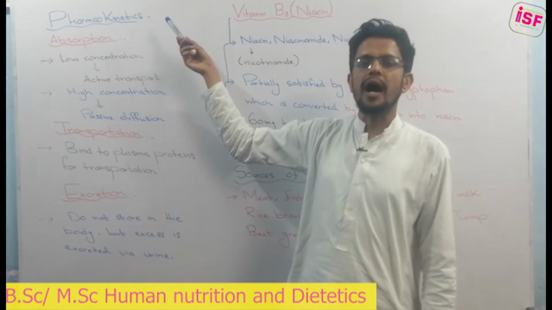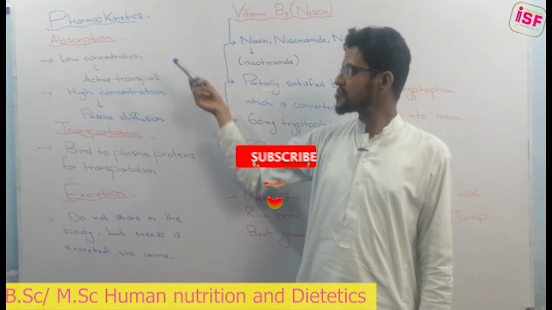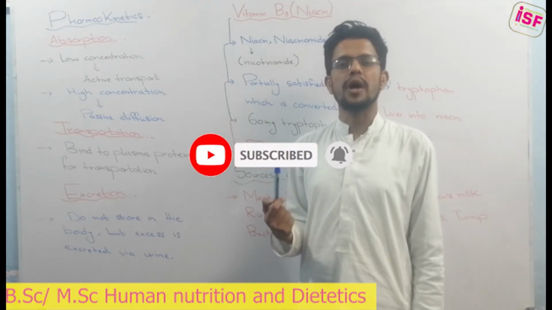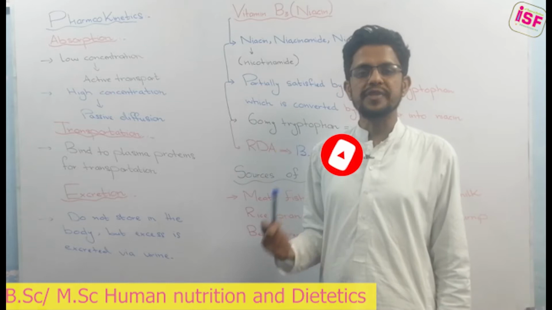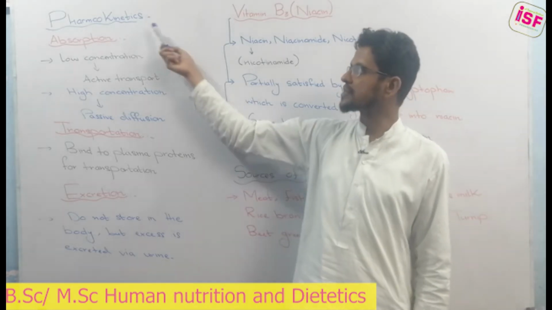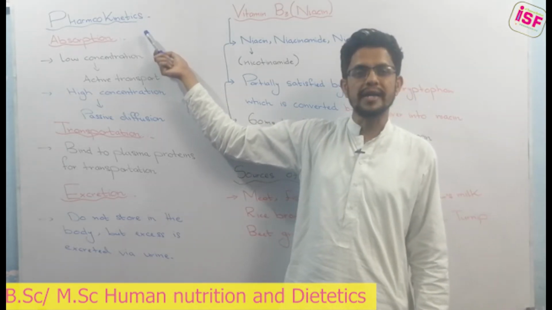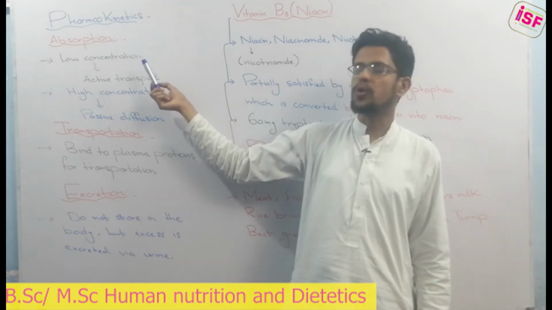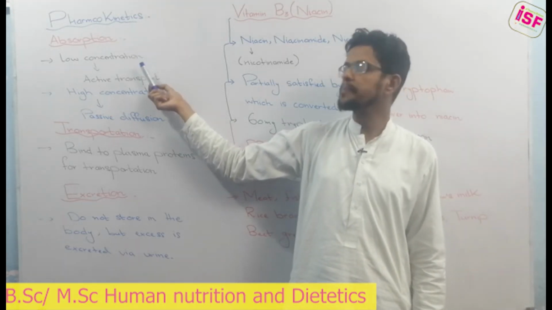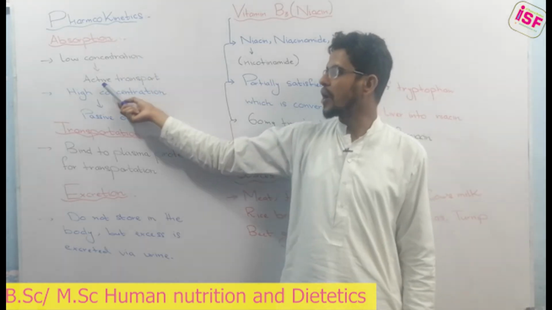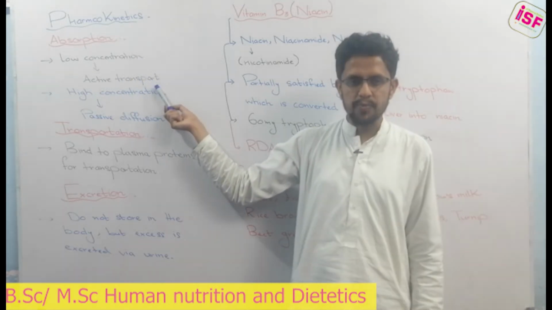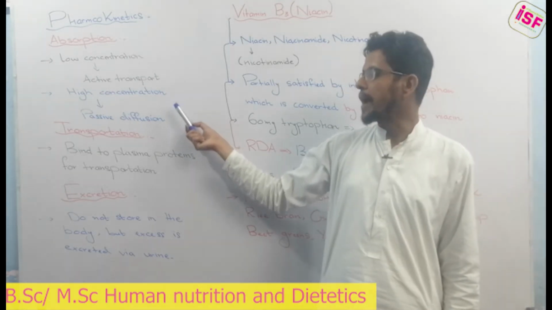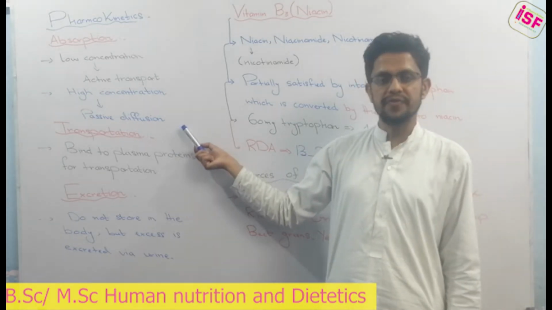Next comes how it is absorbed, transported, stored or excreted from your body, and all of these mechanisms are known as pharmacokinetics. At a lower concentration, vitamin B3 is absorbed via active transport, while at high concentration it is absorbed by passive diffusion.